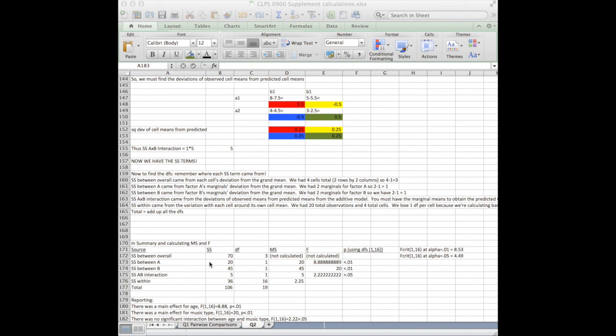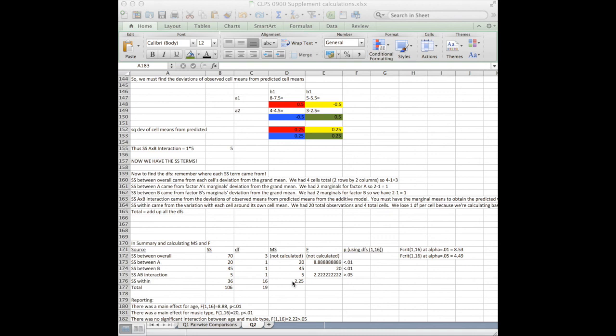So to get mean square between A, 20 divided by 1 gives you 20. For mean square between B, you would do 45 divided by 1, which gives you 45. And then to get the mean square for the interaction term, you would do 5 divided by 1, which gives you 5. And then for mean square within, you would do 36 divided by 16, and that gives you 2.25.